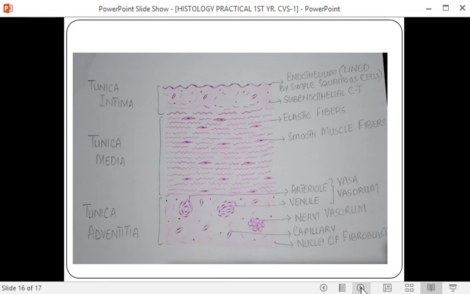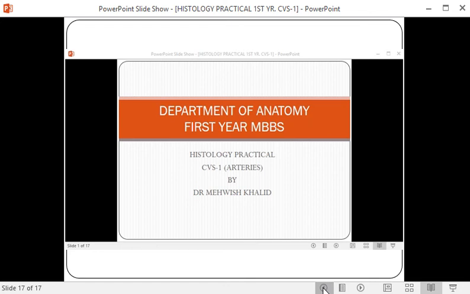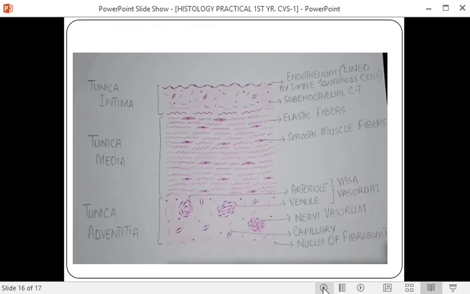Tunica intima is made up of endothelium and subendothelial connective tissue. Endothelium is lined by simple squamous cells. Subendothelial connective tissue contains collagen and elastic fibers, capillaries, and fibroblasts. Internal and external elastic lamina are not prominent because of the large amount of elastic fibers in tunica media, and the spaces between these fibers are filled by smooth muscles. Then is tunica adventitia. Tunica adventitia contains vasa vasorum, nervi vasorum, capillaries, fibroblasts, connective tissue fibers.